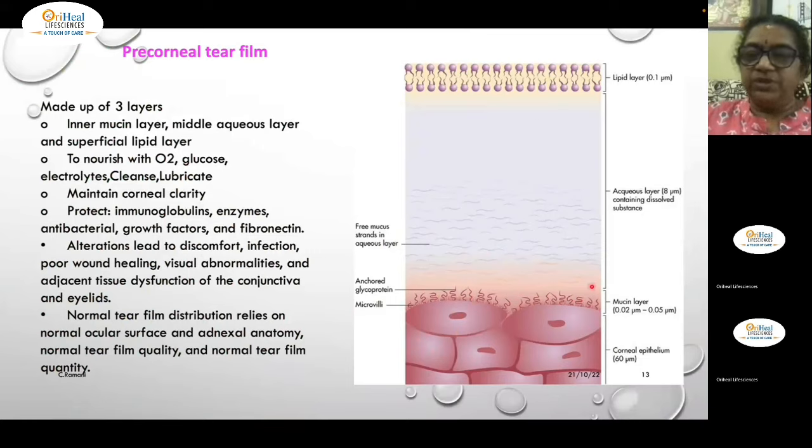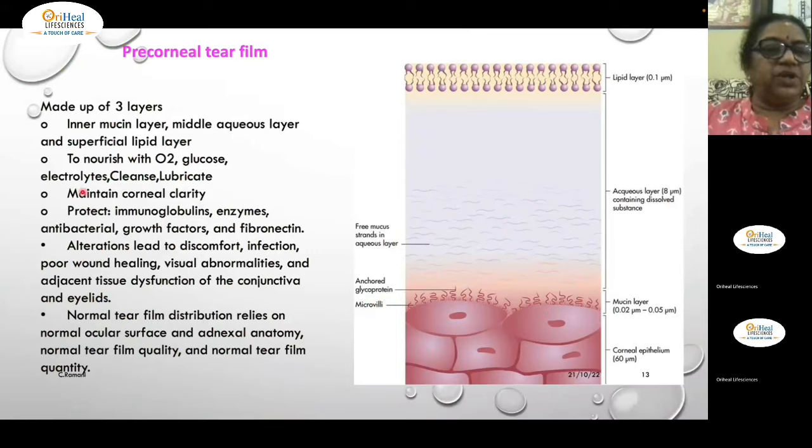So the function of the mucus layer is to keep the aqueous layer in contact with the epithelial cells. And this is done with the help of anchored glycoprotein as well as microvilli on the epithelium. And the evaporation of this aqueous layer is prevented by the lipid layer. So the lipid layer is secreted by the meibomian glands, the aqueous layer by the lacrimal gland and nictitans gland, and the mucin layer by the goblet cells.